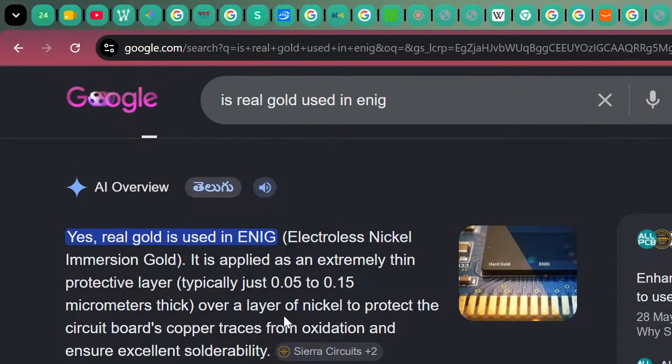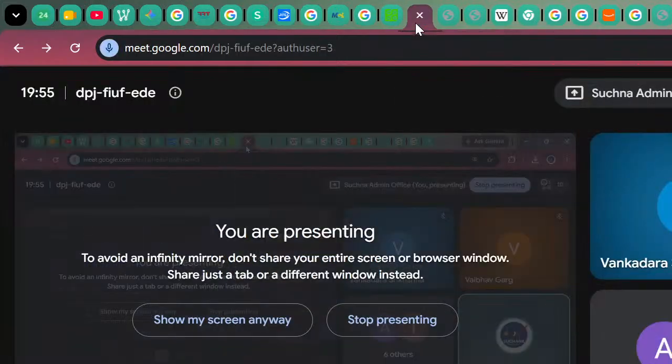Now we will be discussing this. If real gold is used, we also need to analyze what the thickness of the different metals should be. This is very essential to understand, because no PCB designer knows about this information. According to the IPC 4552 specification, the thickness of the nickel should be 2.54 micrometer to 6.35 micrometer. Just remember 2.54 micrometer to 6.35 micrometer.